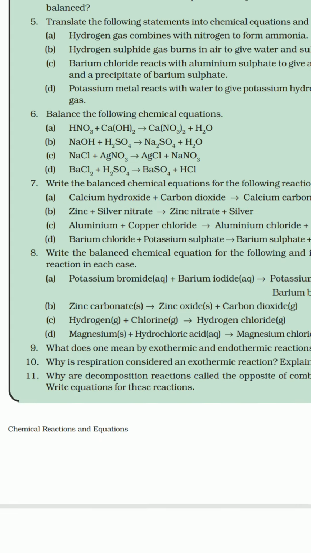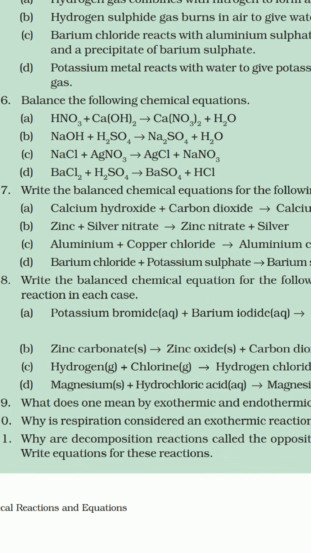Now question number 6, balance the following chemical equations. 4 equations are given. The first balanced equation, A, you see the book, the balanced equation I am telling you: 2HNO3 plus Ca(OH)2, arrow, product side is Ca(NO3)2 plus 2H2O. This is the balanced equation.